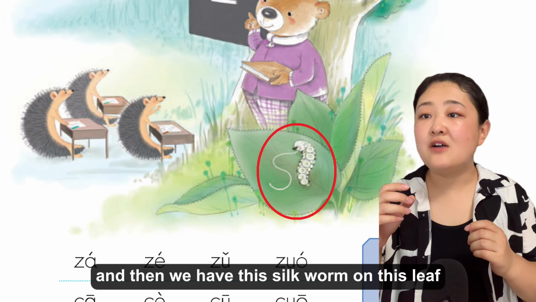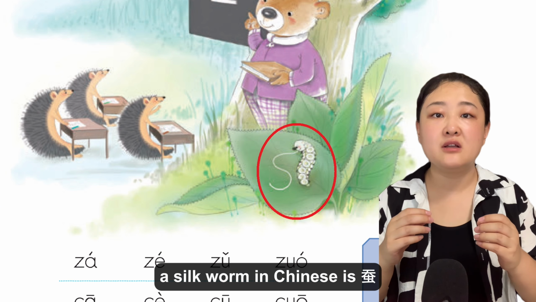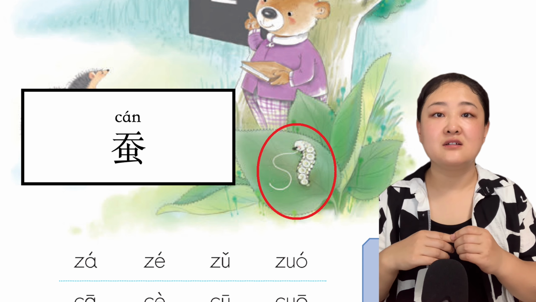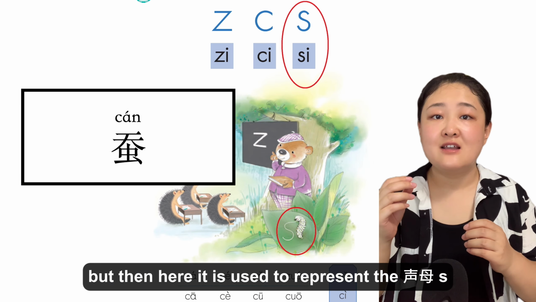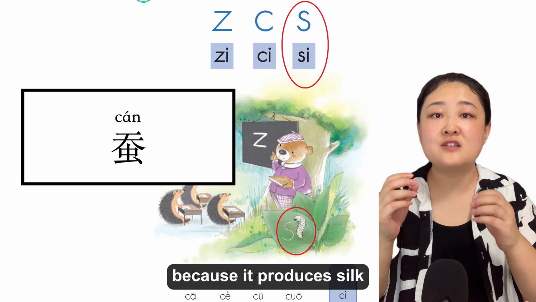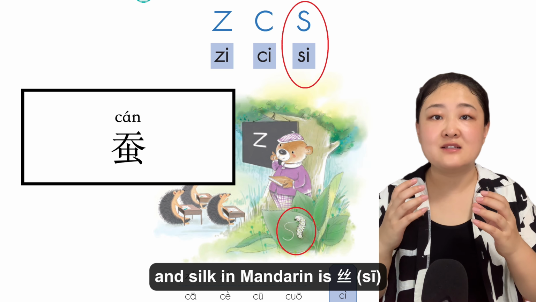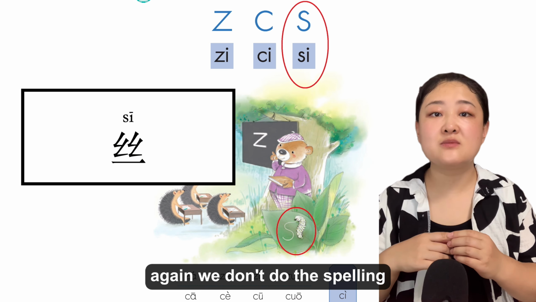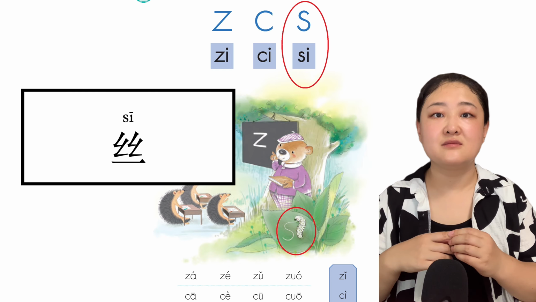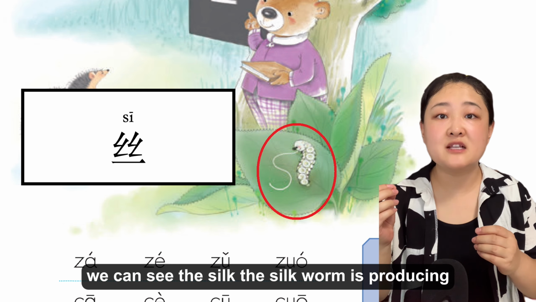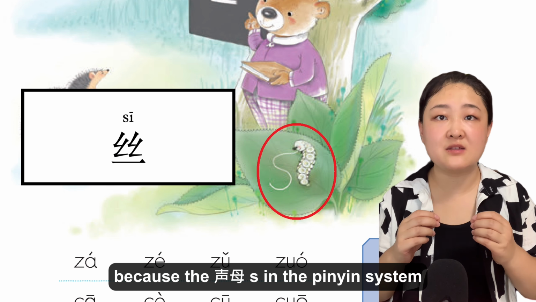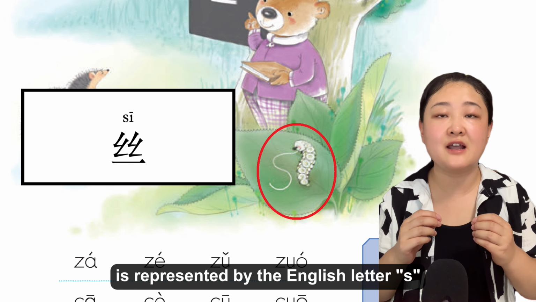And then we have this silkworm on this leaf. A silkworm in Chinese is 蚕. 蚕. But then here it is used to represent the 声母 s because it produces silk. And silk in Mandarin is 丝. Repeat after me. 丝. Again, we don't do the spelling. 丝. We can see the silkworm is producing silk drawn in the shape of the letter S, because the 声母 s in the Pinyin system is represented by the English letter S.